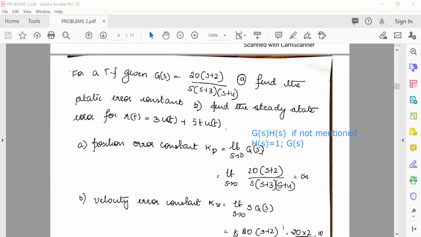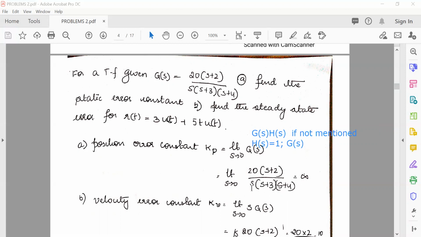In the next step, if you want, you can write Kp is limit s tends to 0, g of s value, because h of s is 1. Then substitute s equal to 0 here. What do we have here? Anyway, the denominator will have a 0, so this is going to be infinity.